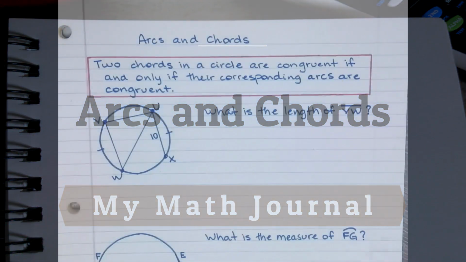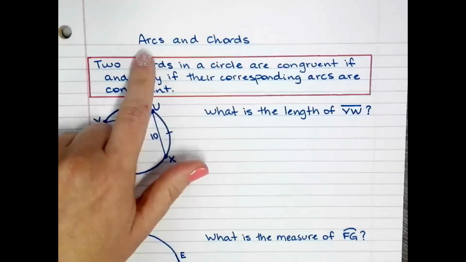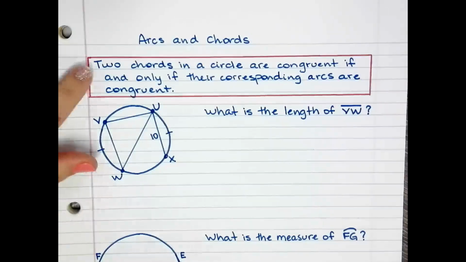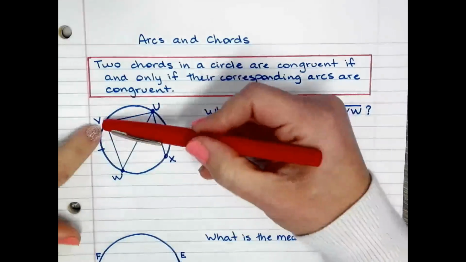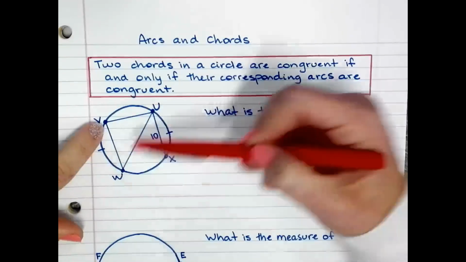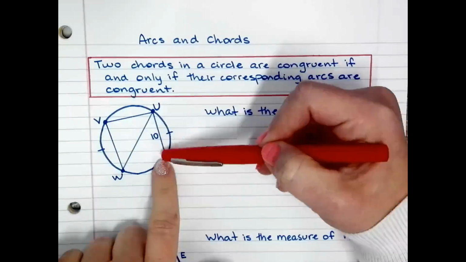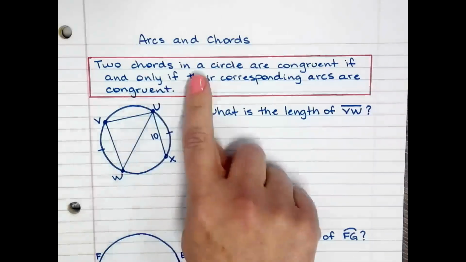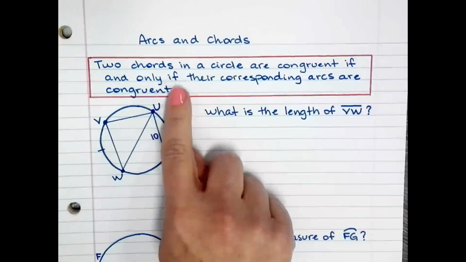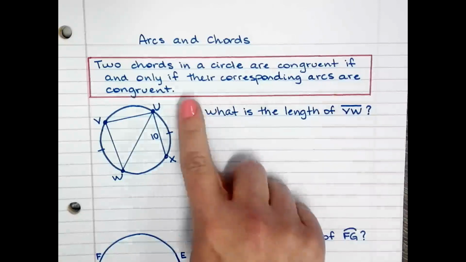Guys, in this video, we will learn the relationships between arcs and chords. So I know two chords in a circle are congruent. Remember chords, this is a chord that's a straight line from here to here. This is also a chord from here to here, also a chord from here to here. So two chords in a circle are congruent if and only if their corresponding arcs are congruent.